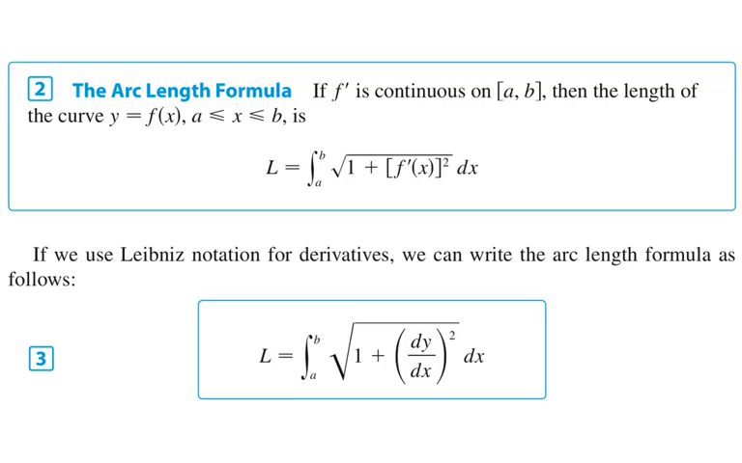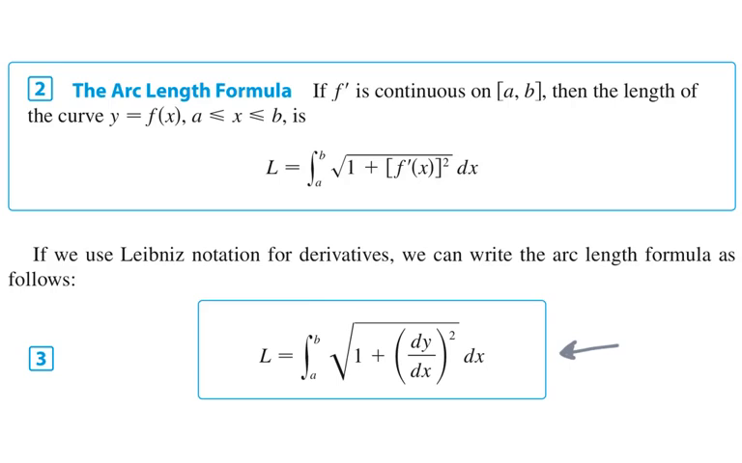So the arc length formula says that if f prime is continuous on a closed interval from a to b, then the length of the curve y equals f of x from a to b is given as L equals the integral from a to b of the square root of 1 plus f prime of x quantity squared dx. Leibniz notation is the one that's most commonly used here. That's the one we're going to use.